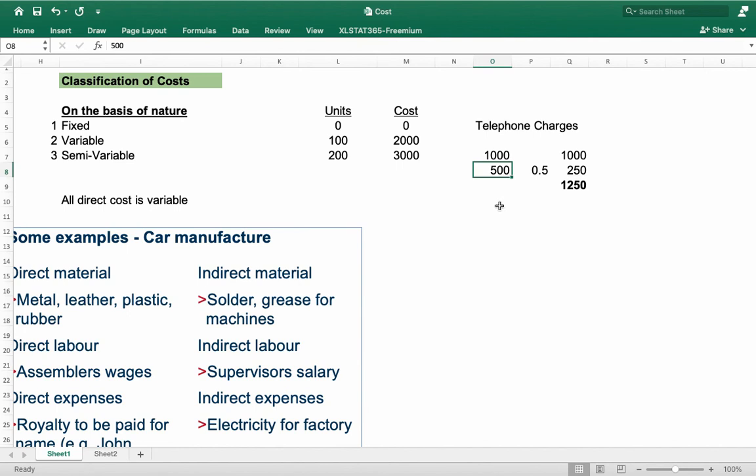Now due to increase in customers, your calls will also increase. So next month the bill will come this much, 13, 14. Okay, so this is called semi-variable. Semi-variable means which has the element of fixed and variable both. Understood my point? Yes.